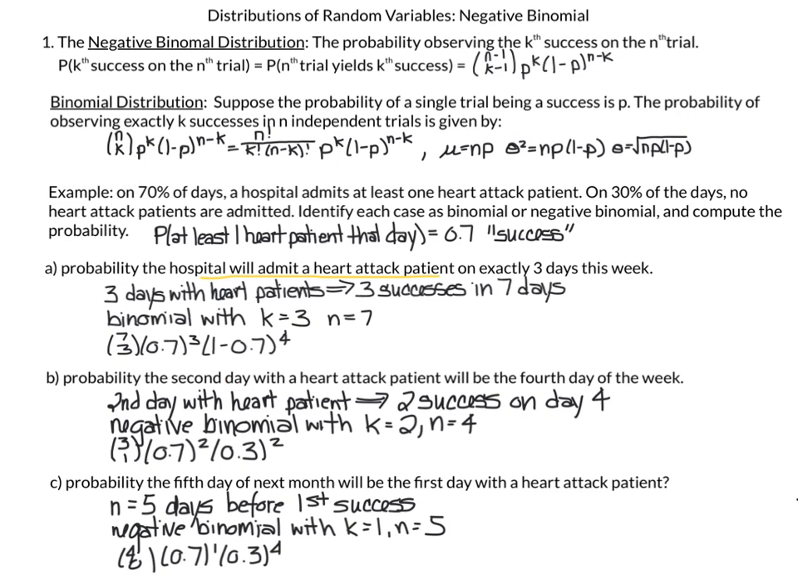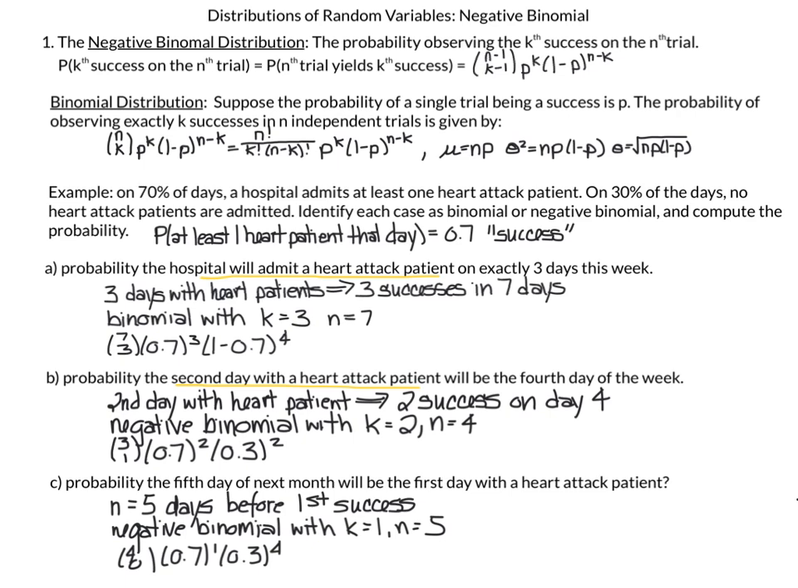Probability the second day with a heart attack patient will be on the 4th day of the week. So the probability the second day, so we're counting. So I'm trying to look at what the probability is looking for. It's the second day with a heart attack patient. So that's kind of like what we're counting then, right? We're counting the number of days with a heart attack patient. And we're saying that'll be on the 4th day of the week.